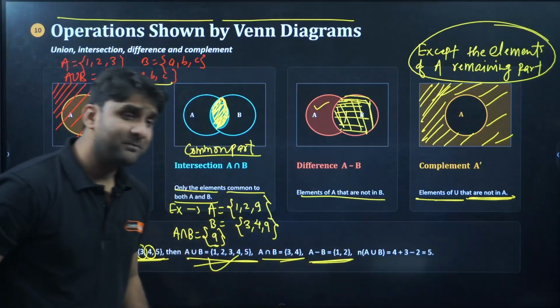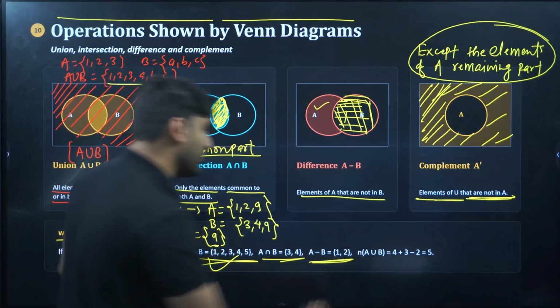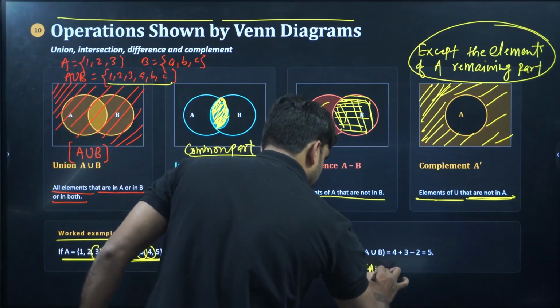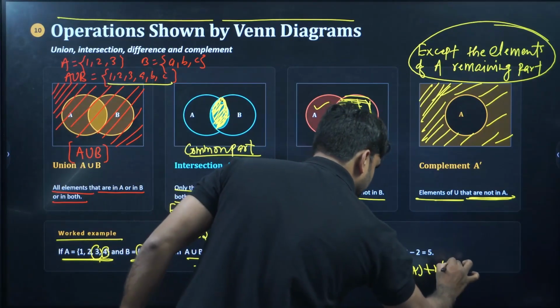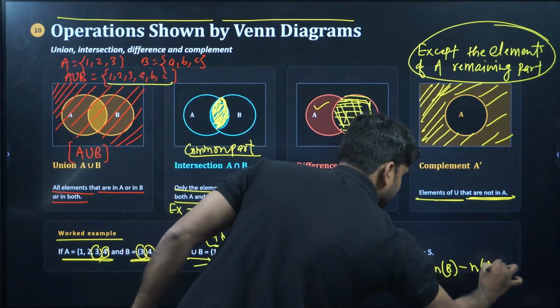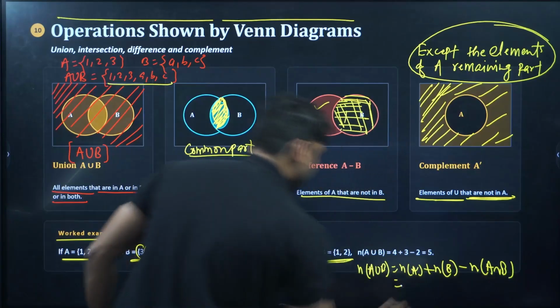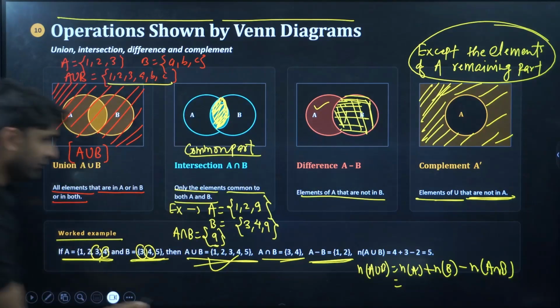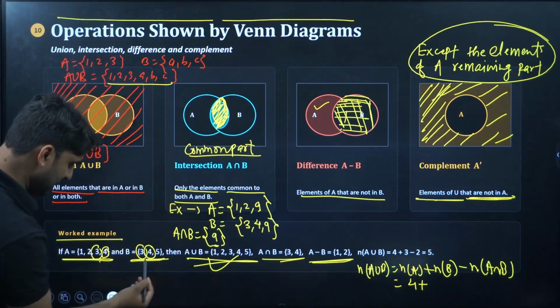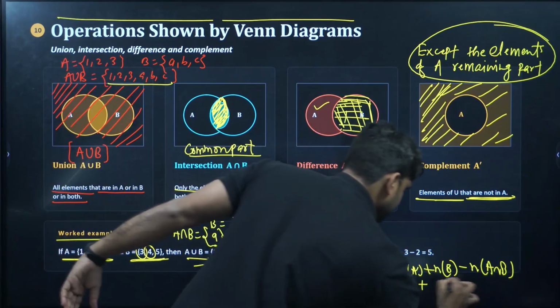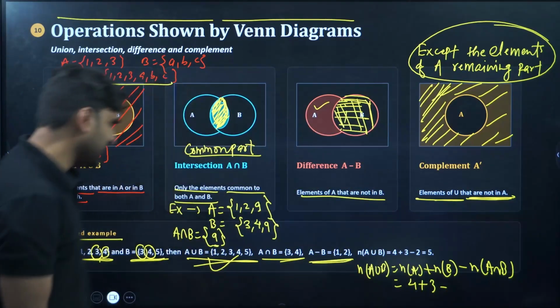Now, the number of elements in A union B. For this we have a formula for the cardinal number: n(A union B) = n(A) + n(B) minus n(A intersection B). So what is n(A)? The elements 1, 2, 3, 4, so this is 4, plus n(B), the number of elements in B, which is 3, minus what is the intersection?